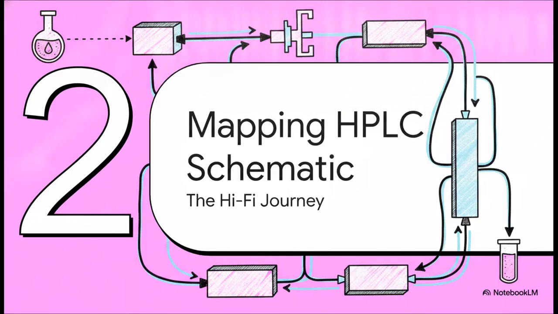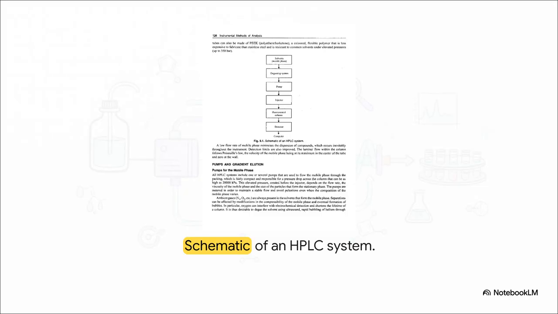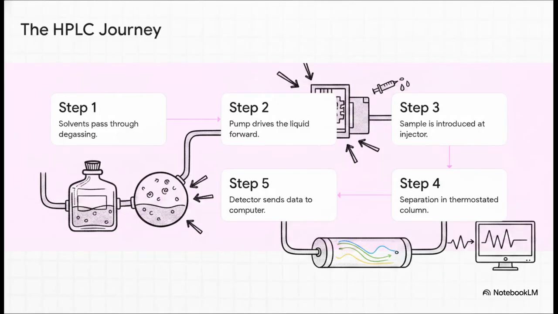Section 2. Mapping the HPLC schematic, the hi-fi journey. So now that we understand the modular nature of the system and those high-pressure veins connecting the whole shebang, it's time to actually map the journey. The core schematic of an HPLC system brilliantly transforms this abstract idea of chemical separation into a concrete visual map. It shows exactly how each modular component stacks together sequentially to form a continuous pathway that ultimately ends up at the computer. Let's play tour guide for a minute and actually trace the mobile phase step by step through the process.